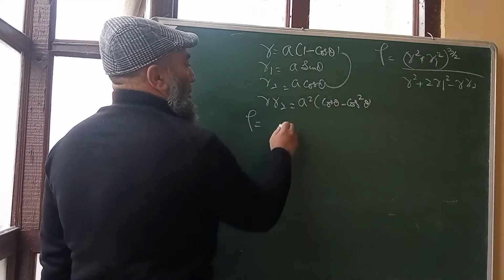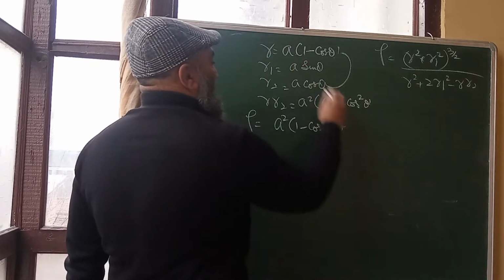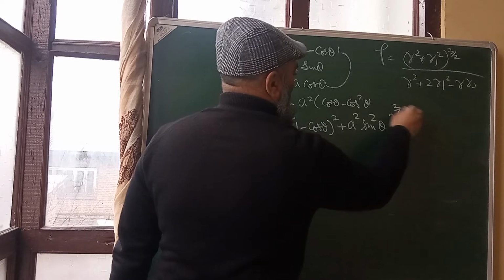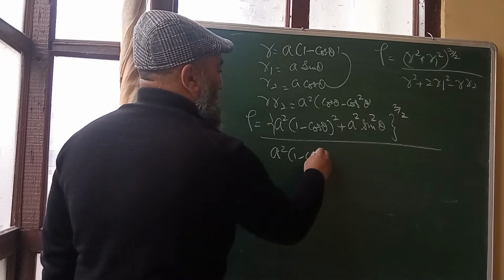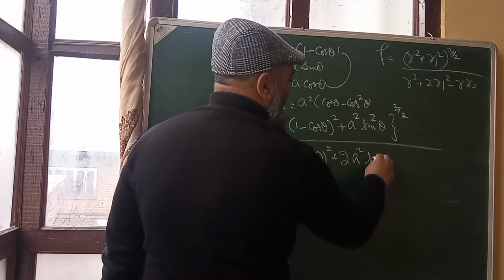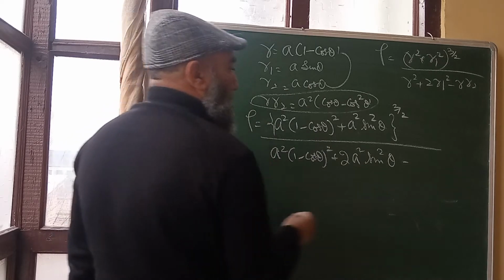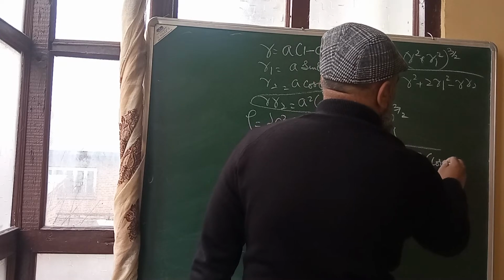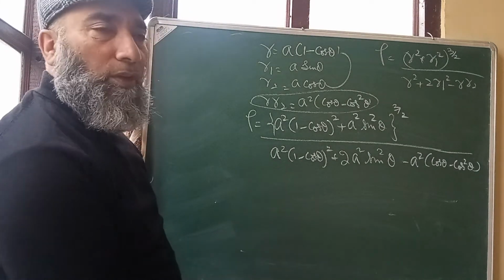R square is a square (1 minus cos theta) whole square plus R1 square, then again R square, again R square but twice R1 square, these two will be same, minus R R2. This is R R2, you have to take minus. So minus a square cos theta minus cos square theta. This is it. Now you have to simplify it only.